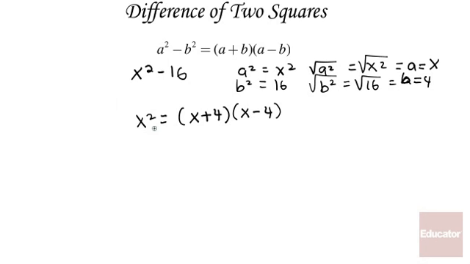And just to show yourself that this indeed is true, you can always use FOIL to check your answer. If I multiply out my first terms, that gives me x squared. My outer terms would be minus 4x, inner plus 4x, and then the last terms minus 16. You see that these middle two terms cancel out because I have a minus 4x and plus 4x, and this gives me x squared minus 16. So I can always check my work that way.